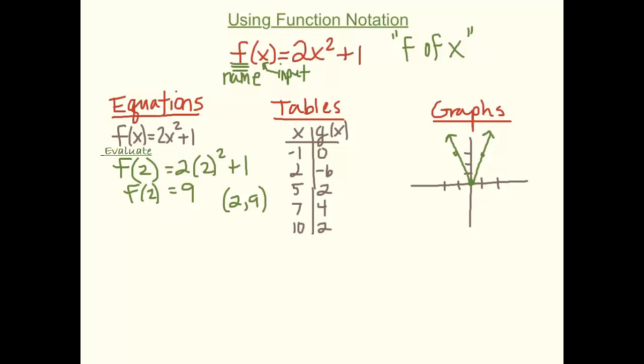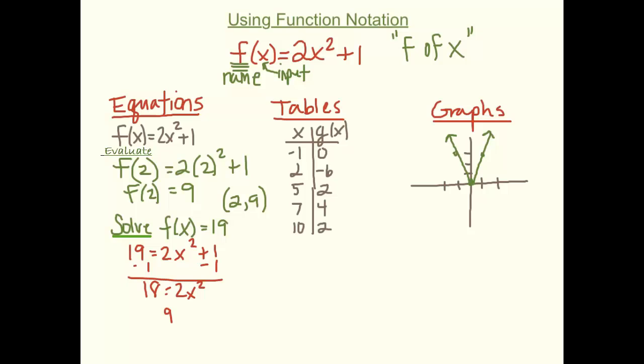We could also ask you to solve for an input. So if I said solve f of x equals 19, you would have to decide which input yields an output of 19. If I wanted to set that up, it would look like this. My output is 19. What was my input? I have to undo everything that was done to the function. Take away 1, divide by 2, and then take a square root. Note here there's two answers. X is either 3 or negative 3.